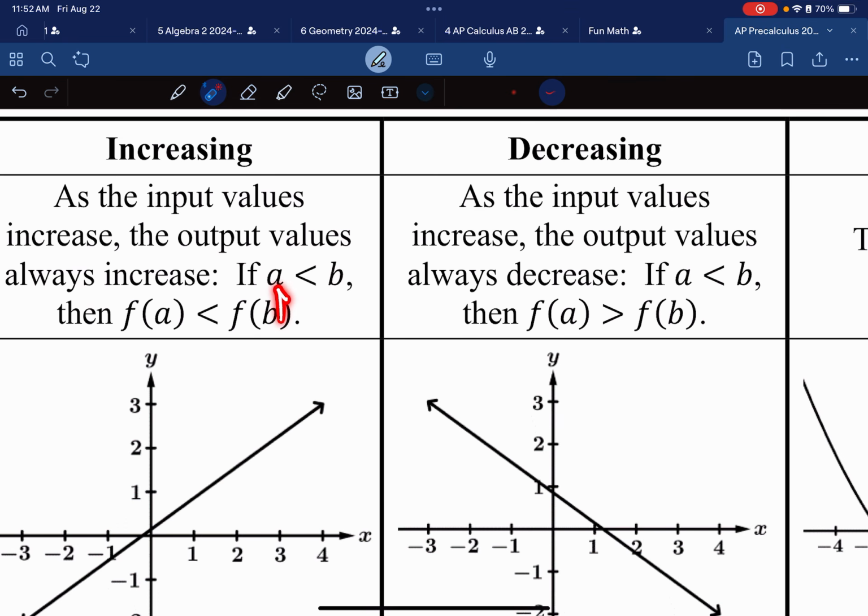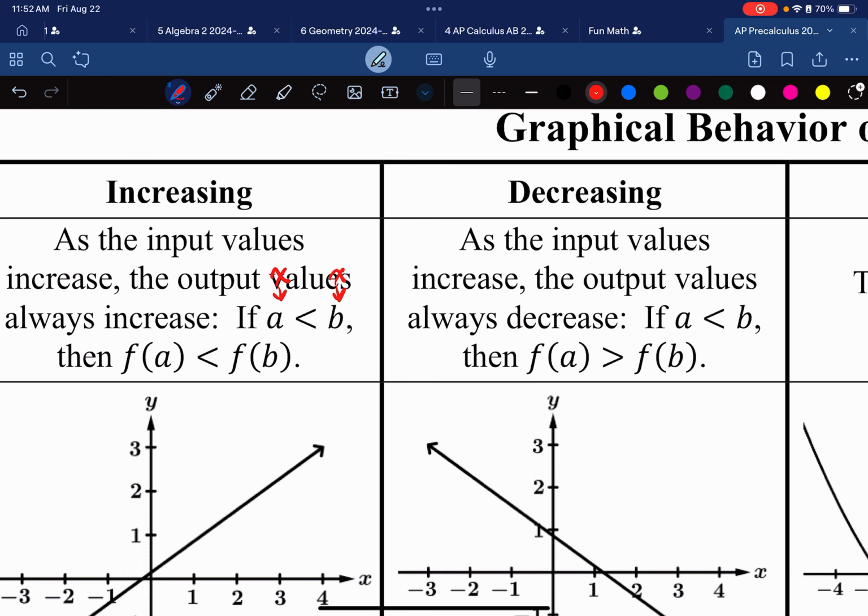So A and B, what are those? Well, I see that A and B are being used as inputs over here. So this is kind of like an x-coordinate. You have an x-coordinate of A, you have an x-coordinate of B. And I notice that A is less than B, and here's how I choose to interpret that. If A is less than B, that means that A over here is on the left. And B over here, because it's greater, that one's going to be on the right.